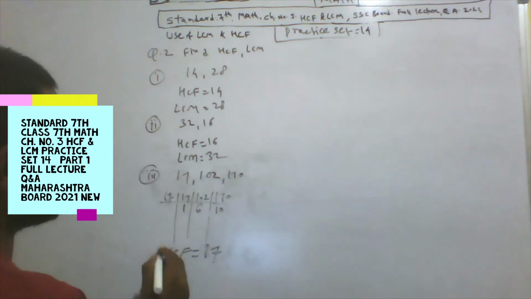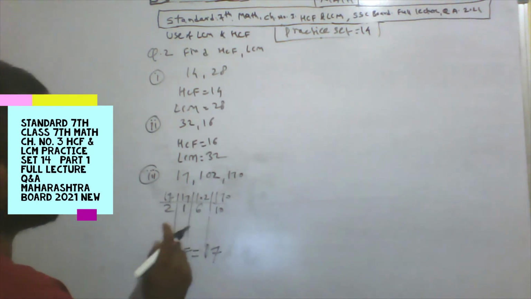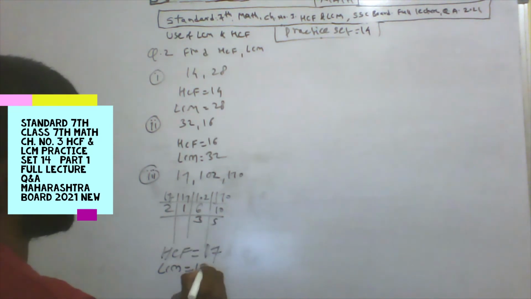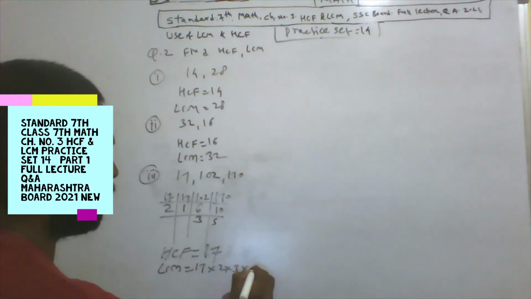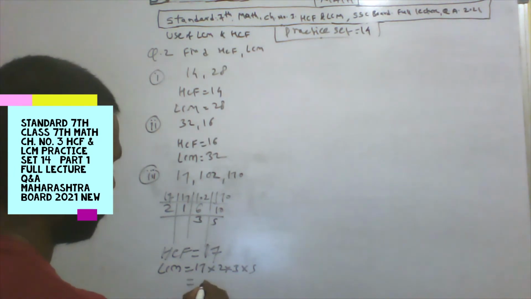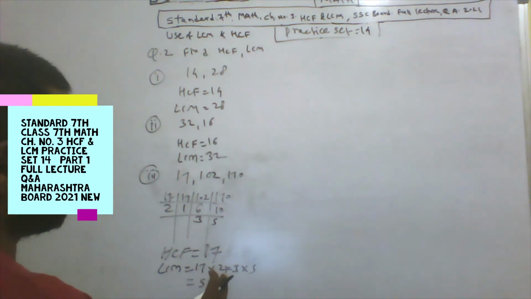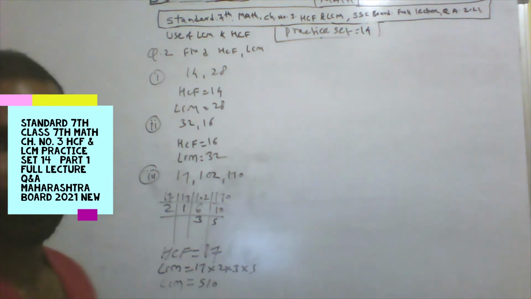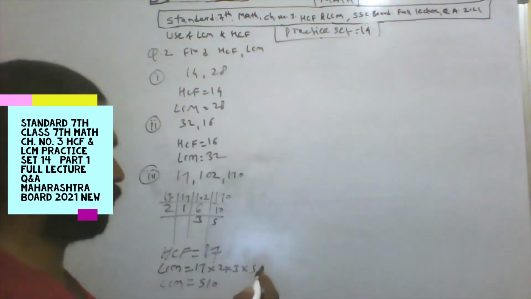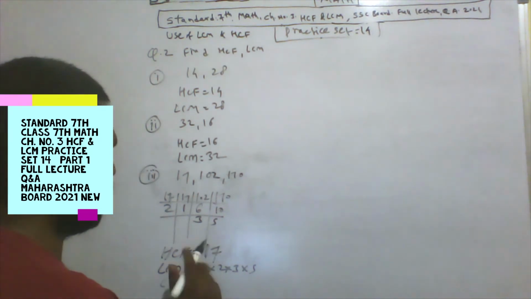Now find the LCM. For this, divide more: 2 threes are 6, 2 fives are 10. Now the LCM is 17 into 2 into 3 into 5. 3 fives are 15, 15 into 17 is 510. So the LCM is 510. So for question number 3, 510 is the LCM and 17 is the HCF.